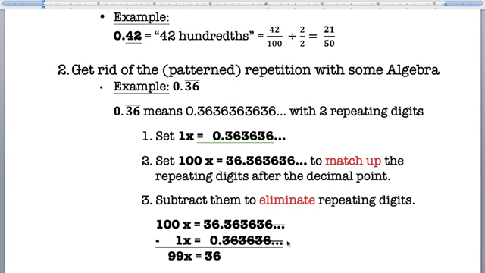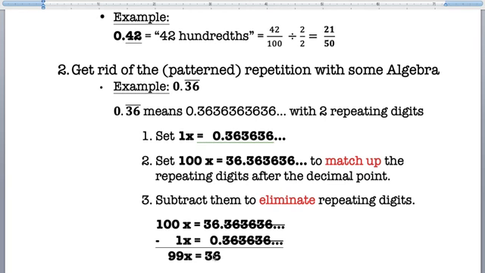We match them up, and then we can subtract them away, because 6 minus 6 is 0, 3 minus 3 is 0, 6 minus 6 is 0, 3 minus 3 is 0, 6 minus 6 is 0, 3 minus 3 is 0. So all those match up and they get eliminated. They become basically 0.